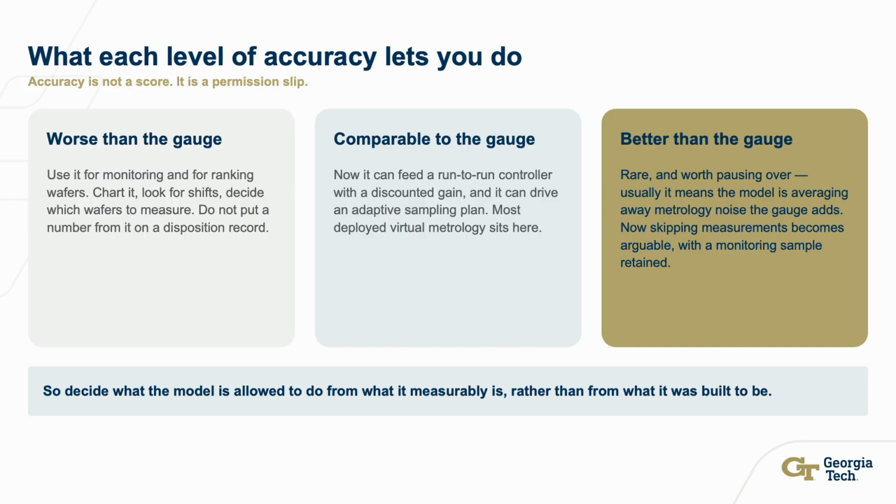Better than the gauge, this is rare and worth pausing over when you see it, because usually it means the model is averaging away metrology noise that the gauge itself adds. In that case, the model can genuinely be more repeatable than the instrument. Now skipping measurements becomes arguable, with a monitoring sample retained always. So decide what the model is allowed to do from what it measurably is rather than from what you build it to be. That decision is a safety decision, and it belongs to the process owner rather than to the person who trained the model.